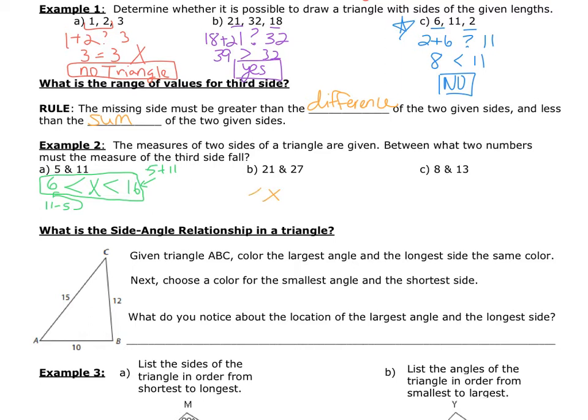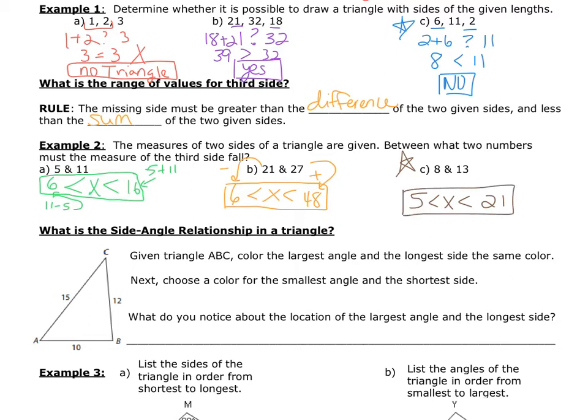Set up your inequality, and to find the larger of the two, we add them together. So 21 plus 27 is 48, and to find the smaller number, we subtract the two. The difference between 27 and 21 is 6 again. So our third side could be between 6 and 48. For letter C, I want you now to do this one yourself and set up the inequality. You should have set up, if we add them together, you get 21 for this side, and if you subtract them, you get a 5 for the left side. So the number has to be between 5 and 21.